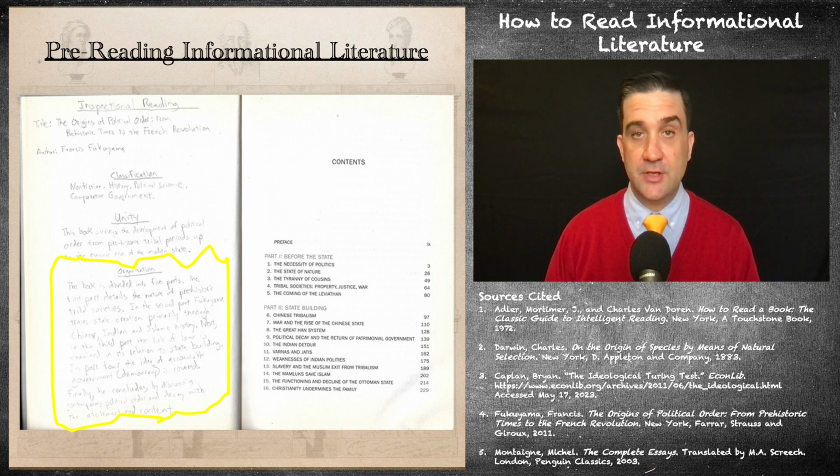Okay, so now that you have the unity written down, what you want to write down, again in your own words, is the organization of the book. The organization of the book is a map of the book. The table of contents is going to be a huge help here. But again, I'm stressing this for a reason. Don't just copy down the table of contents.